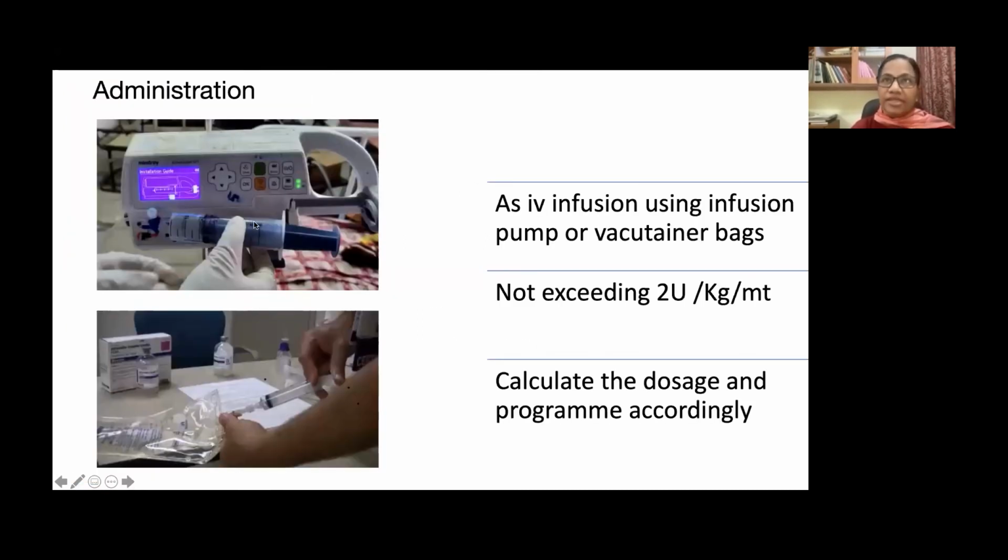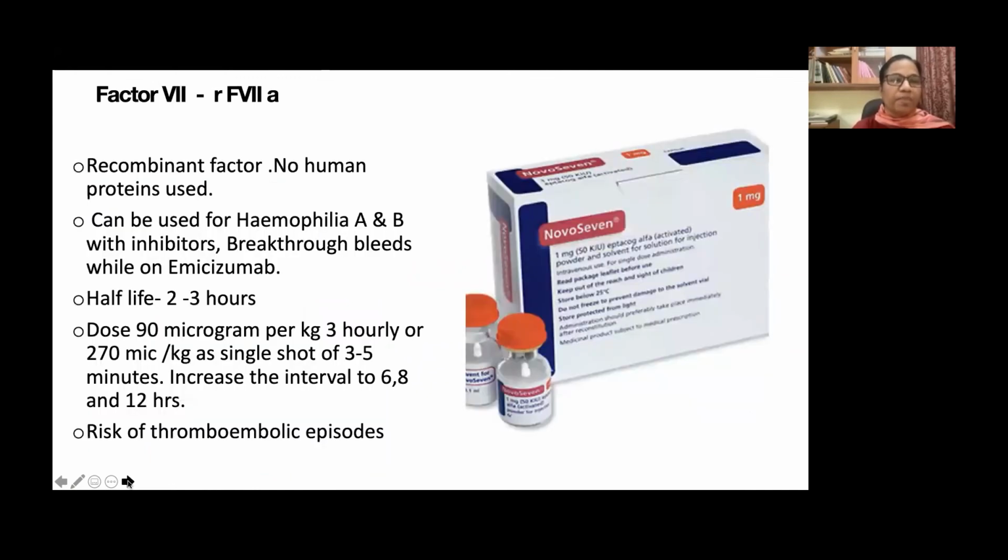Using the infusion set, you can set it up, or you can use a vacutainer bag into which you inject from the syringe. The infusion rate should not exceed 2 units. With an infusion pump, you can adjust this well, and you have to infuse it over 1 hour, not exceeding 2 units per kg per minute. Calculate the dosage and program accordingly. You can do that with the infusion pump also.